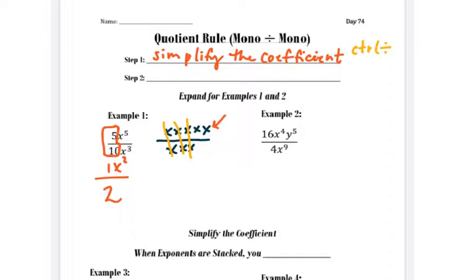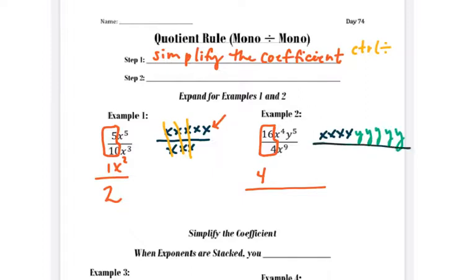Okay, in example 2, same thing. We simplify our coefficient. That means divide. 16 divided by 4 is the number 4. So now I'm going to look at this here. There are 4 x's on the top. There are 5 y's on the top. Over, there's 9 x's on the bottom.